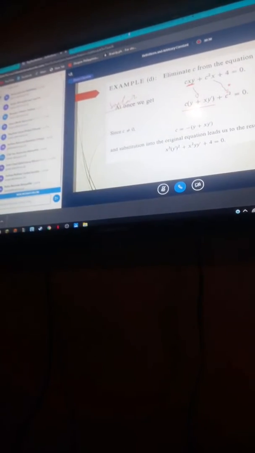At saka itong derivative ng c squared x, so since c is constant, we are going to take only the derivative of x, which is 1. So ito yung result. Derivative ng 4 is 0, so that is equal to 0.